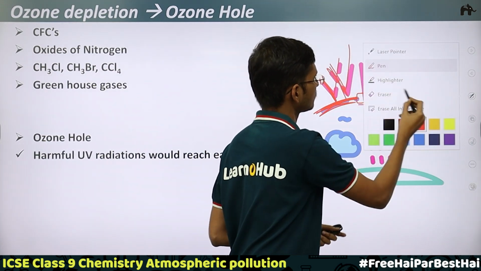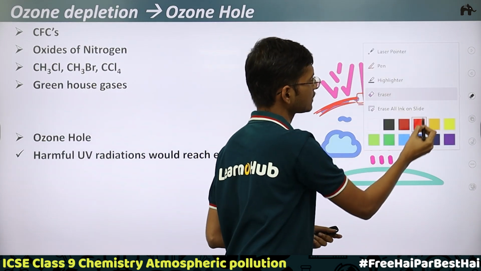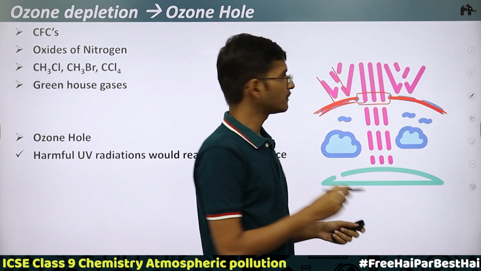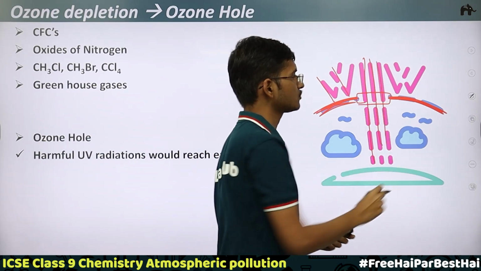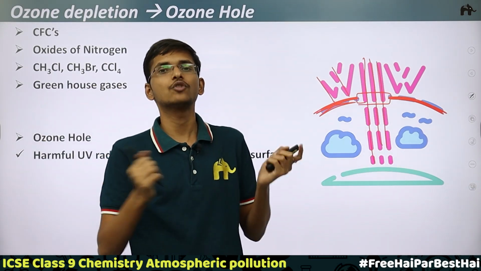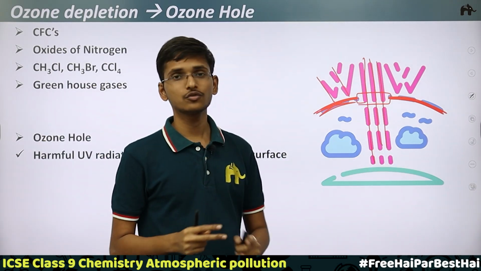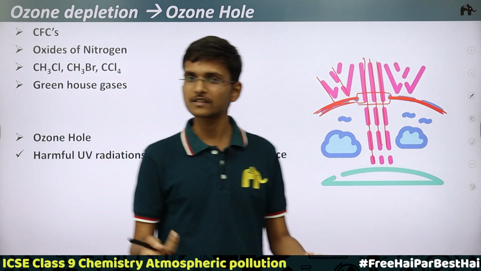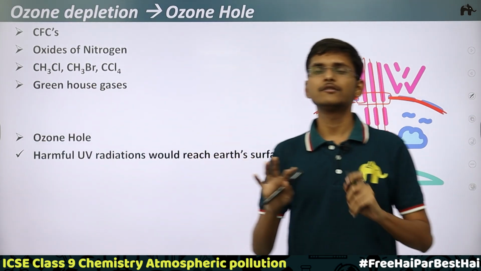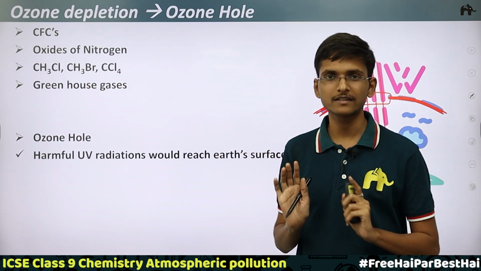Fine. Okay, I will erase this thing. Here the UV rays are then passed through, because no ozone is there to absorb the UV rays. And if they pass through and reach the Earth's surface, they would cause skin cancer and result in harm to the organisms.